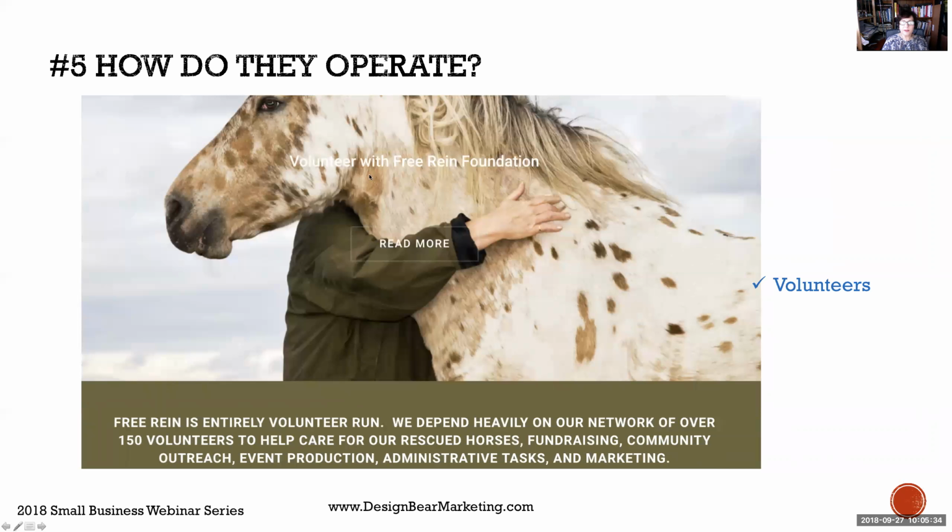Then we want to know a little bit about how they operate. And going through their website, they're all volunteer. So volunteer is a wonderful topic because you can thread it throughout the whole year. You can talk about it, and it's really an important one. And because they're 100% volunteer, this is the primary part of their culture.